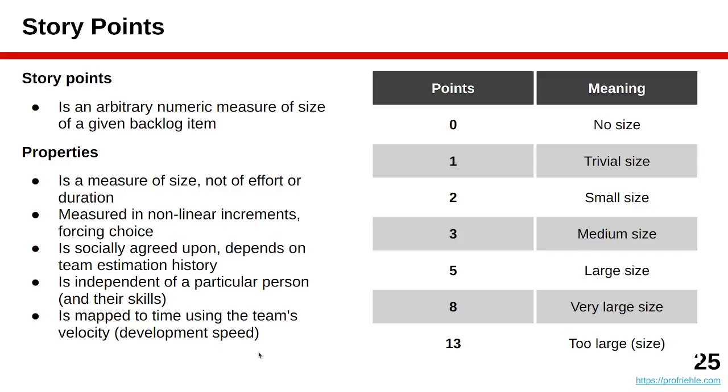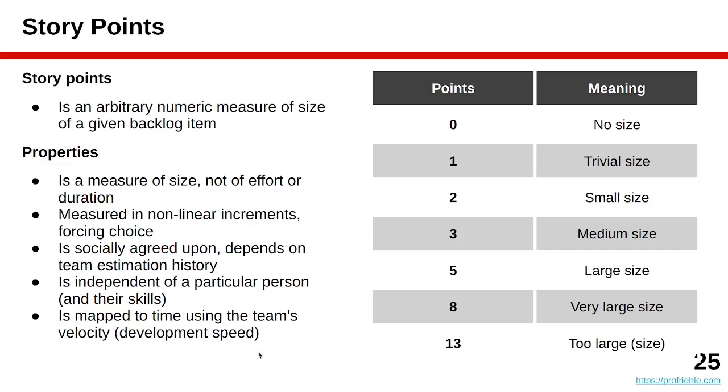The size of a backlog entry that is being estimated for doing in a given sprint so that it can become a sprint backlog item is captured in story points, as you know. So that's a measure of size or complexity, not of effort or duration, because we want it to be people independent. So you look at the inherent complexity of the implied programming work that follows from the feature.